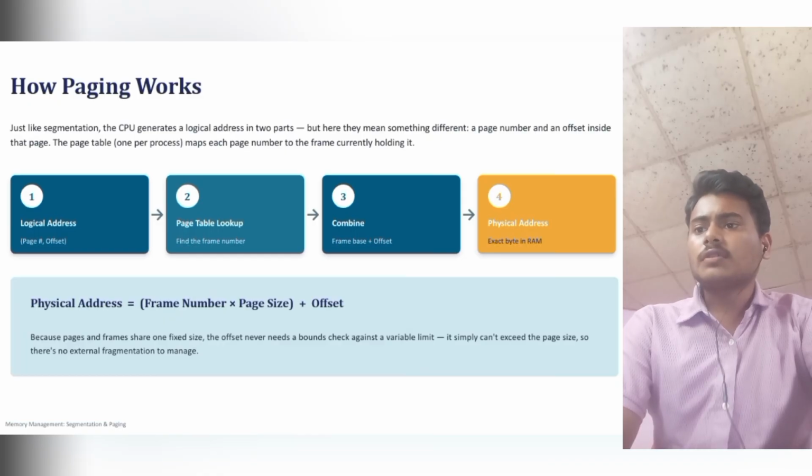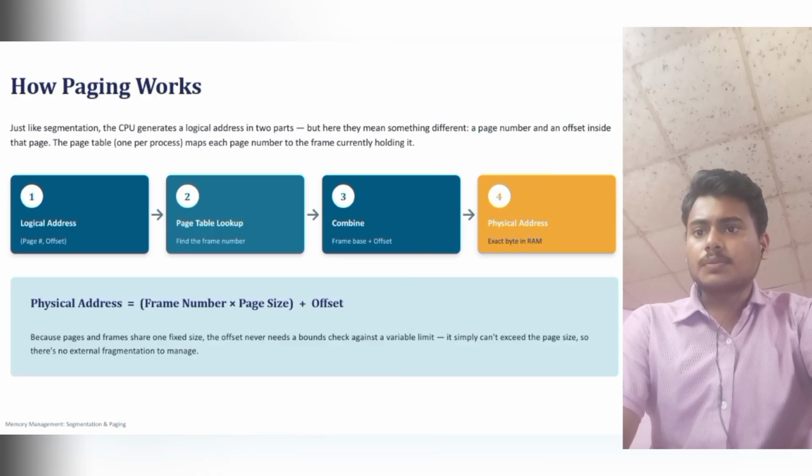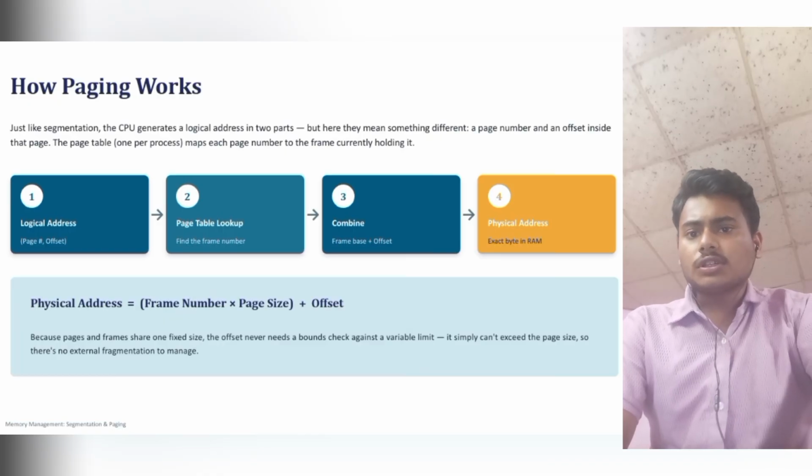Let's see how the computer finds the right page. Slide number 9. How paging works. Just like before, the address has two parts, but this time it's a page number and an offset. Instead of a segment table, we now have a page table. It maps each page number to the frame that holds it right now.